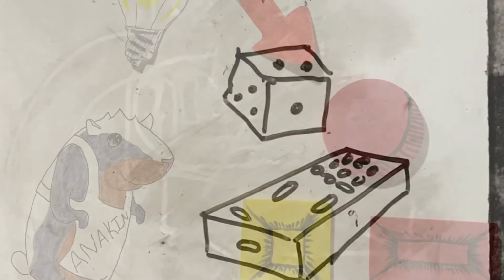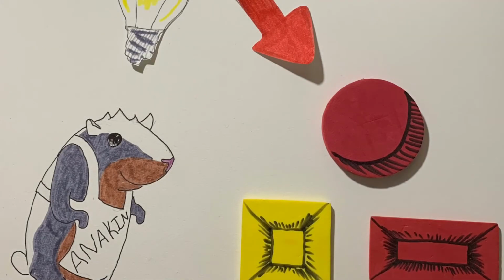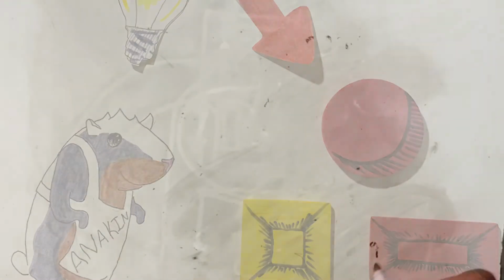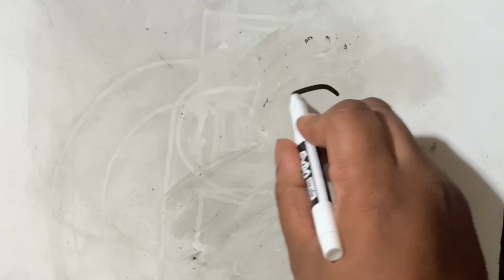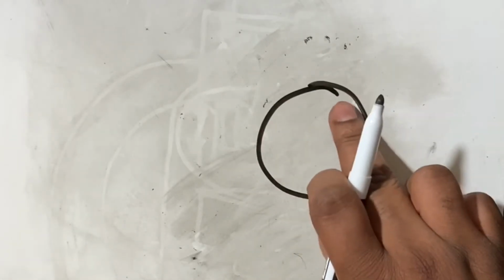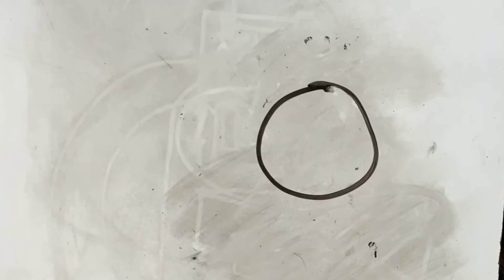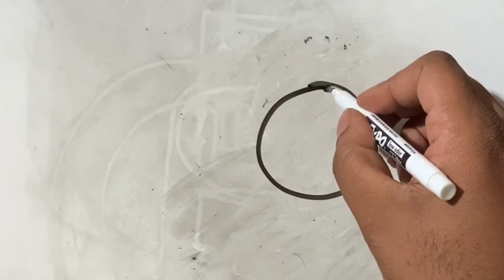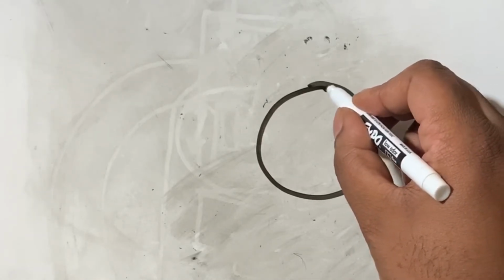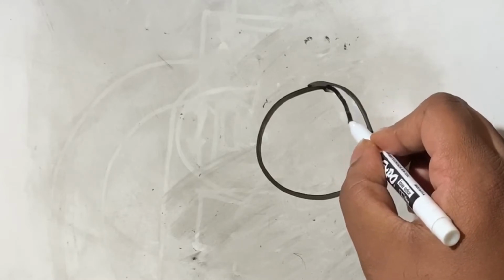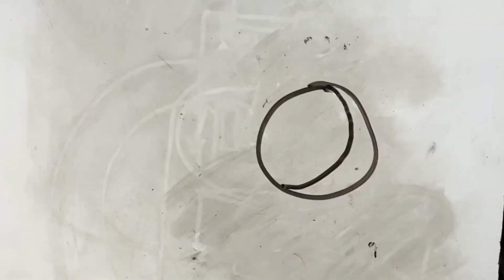Next, we're going to talk about the sphere. The sphere is the form of a circle. Since the sphere is the form of a circle, we're going to start with a circle. And then we're going to draw an outline. Another word for outline is contour.